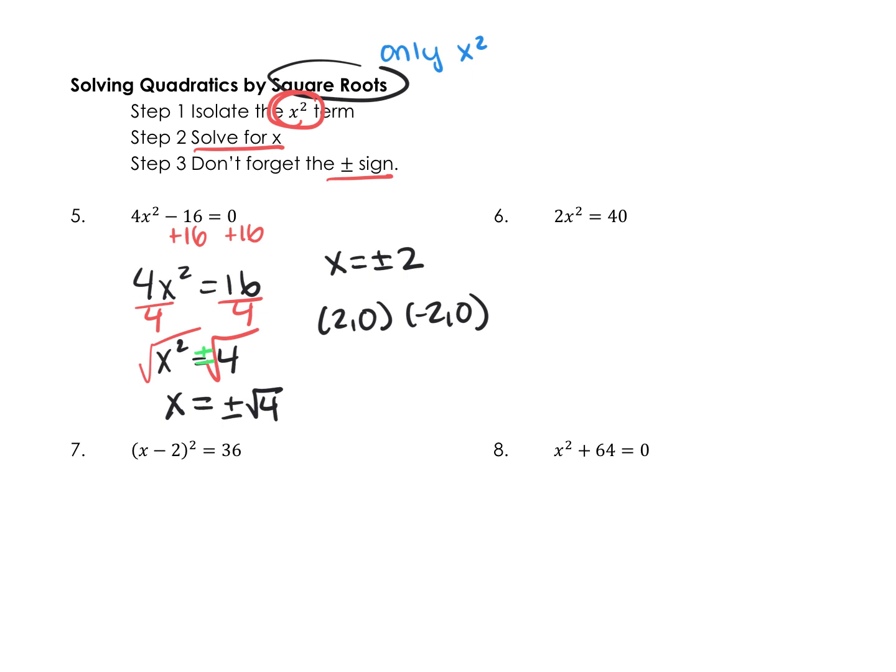All right, number 6. First, I want to isolate the x squared, get the x squared by itself. So I cannot square root yet. That's honestly one of the most common mistakes. People try to square root first. You cannot square root until it's just the square there, okay? So what should I do with that 2? Divide.